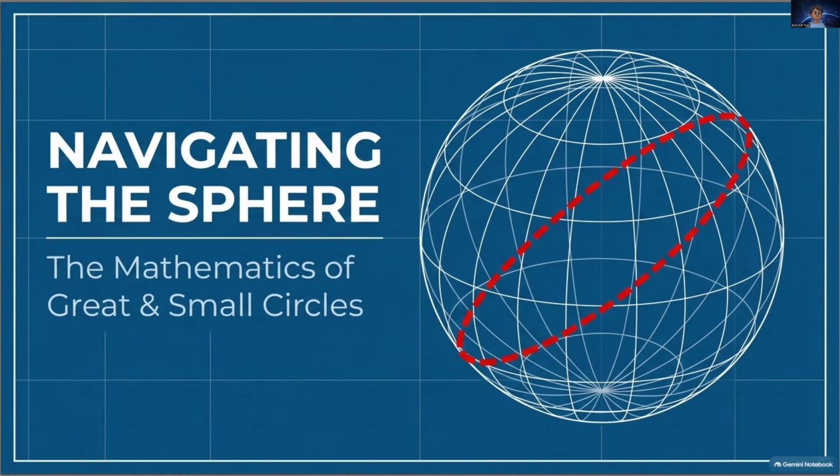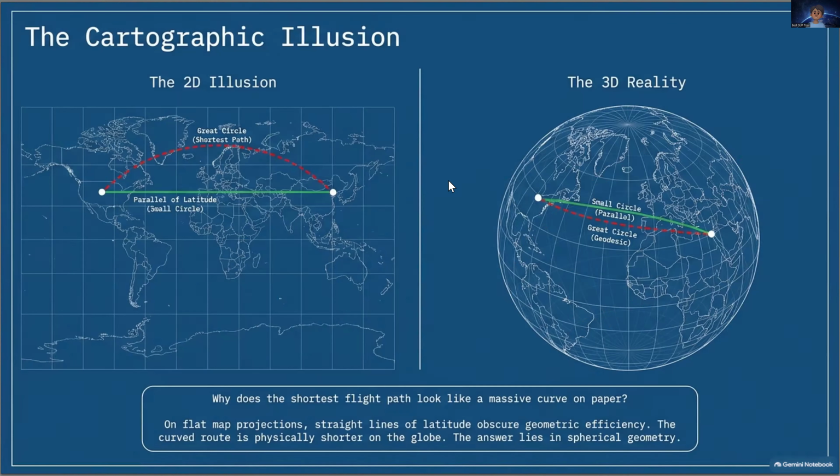Creating a simple world map and the principal mathematical principle of the great circle. Navigating the sphere: the mathematics of the great and small circles. There are hierarchical regions. To the region, our latitude is much longer than the great circle.